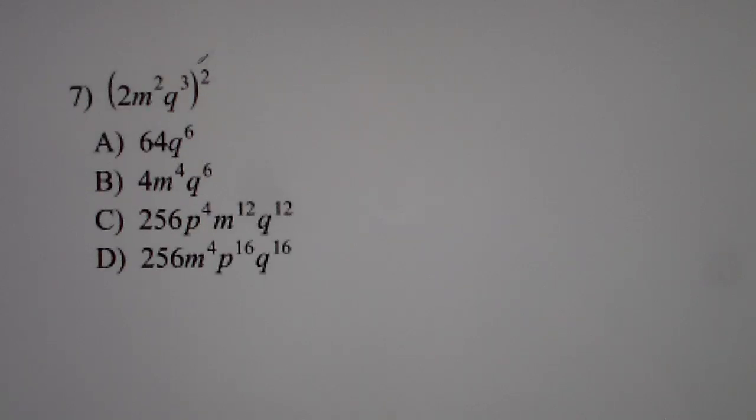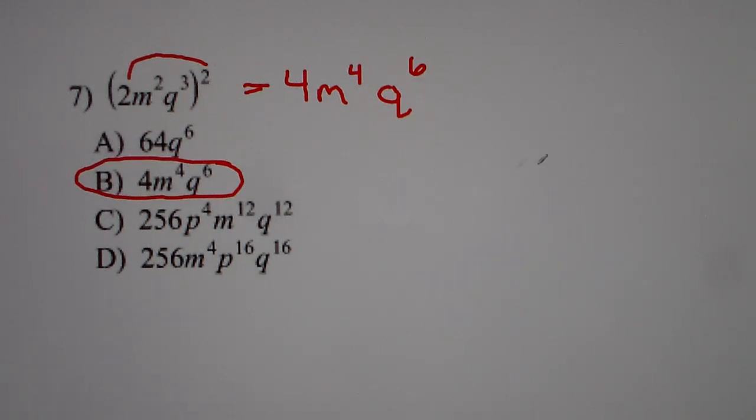Look at number 7. We got 2 squared, which is 4, because 2 times 2 is 4. M squared squared, so it'll be 2 times 2, which gets you 4. And then q to the 3rd squared gets you q to the 6th, because 3 times 2 is 6. So our final answer is 4m to the 4th, q to the 6th.